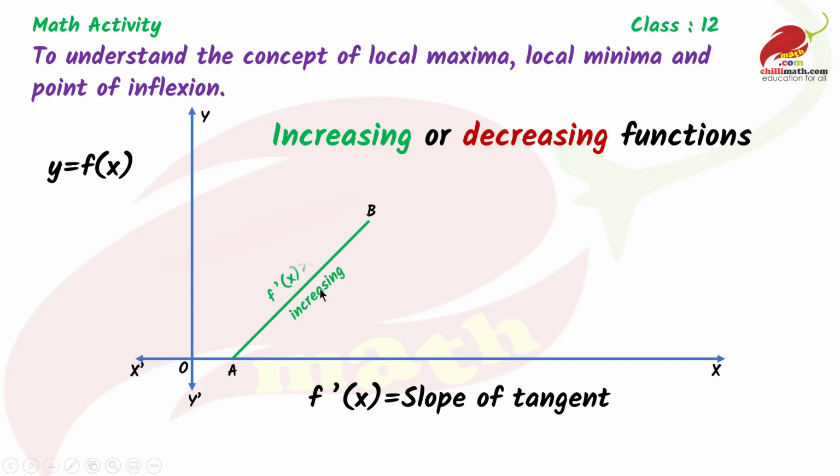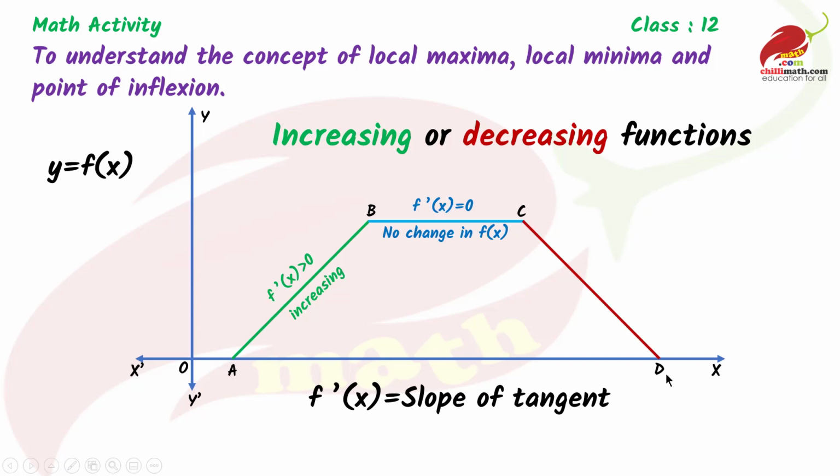And theoretically we write f dash x positive. What is f dash x? It is the slope of tangent. So if the slope of tangent, that is f dash x, is positive, we call the function an increasing function. Now suppose from b to c it is going steady, that there is no change, that is f dash x is 0. Then we don't say it is increasing or decreasing.